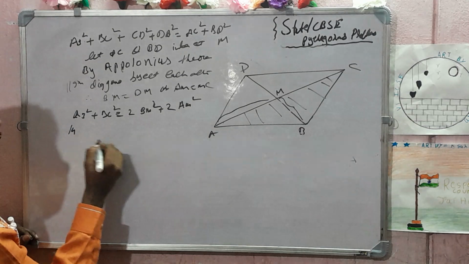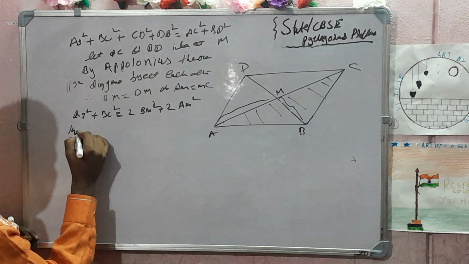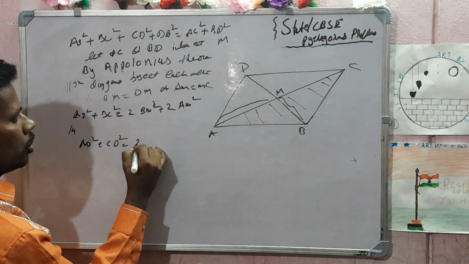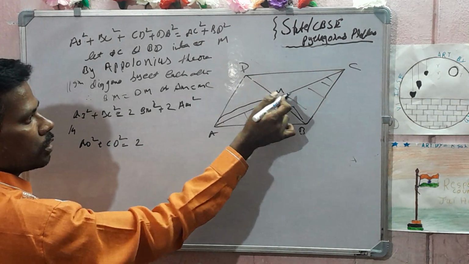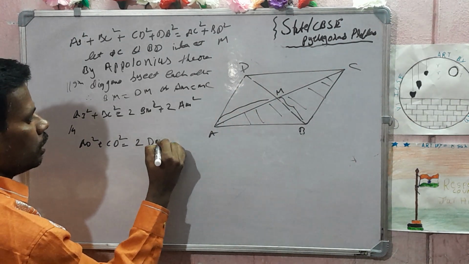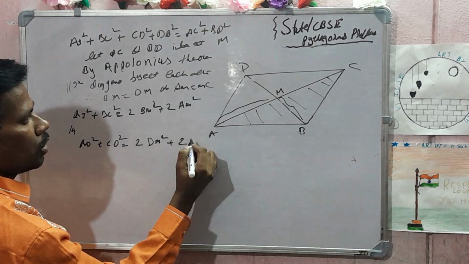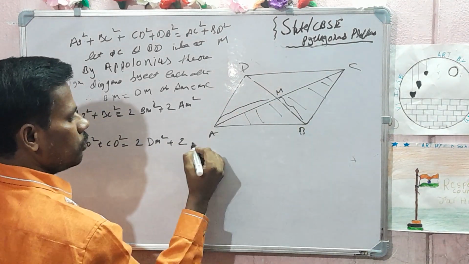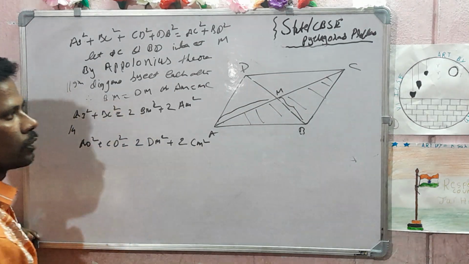Now similarly, AD square plus CD square is equal to twice the square of the median, which now becomes DM square, plus twice the square of half the third side, CM square. Right?